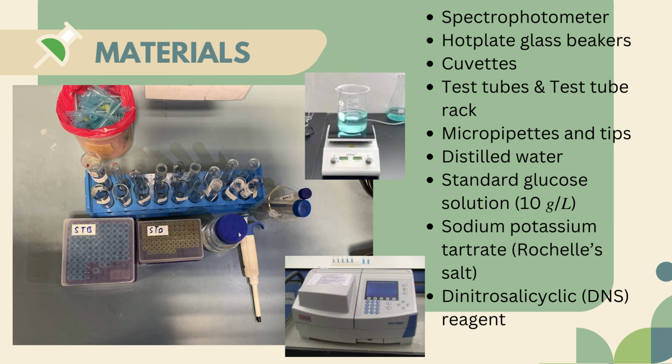We have a few materials that we use for this experiment. The first one is spectrophotometer. The second one, hot plate, glass beaker. The third one, cuvette, and continue with test tube and test tube rack, micropipettes and tips, distilled water, standard glucose solution 10 gram per liter, sodium potassium tartrate, known as Rochelle salt, and dinitrosalicylic acid reagent.